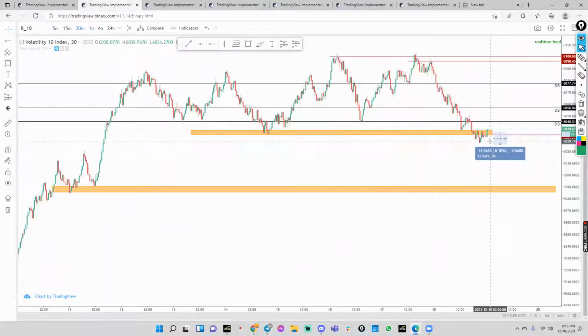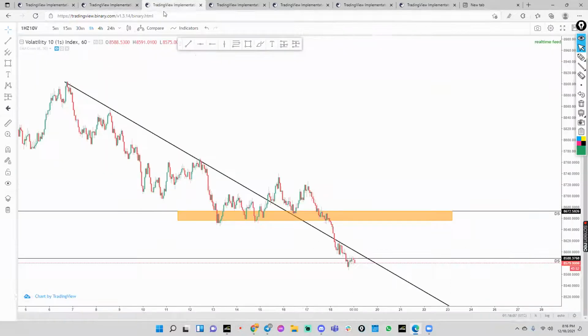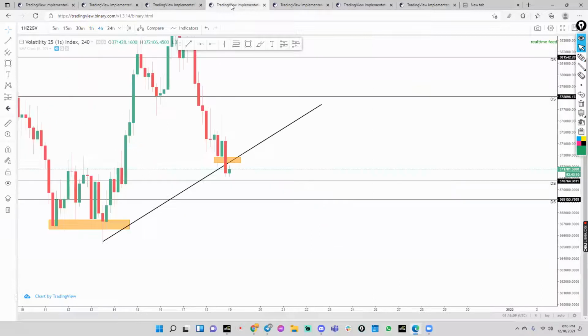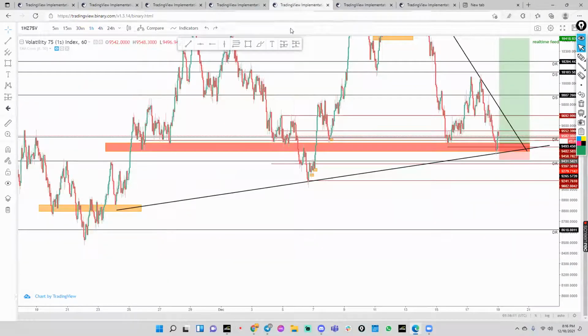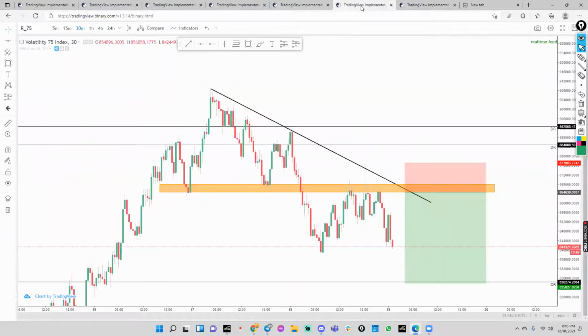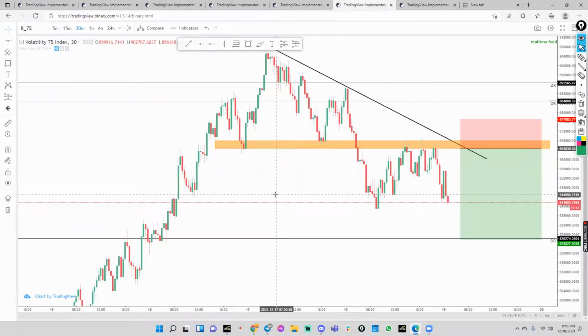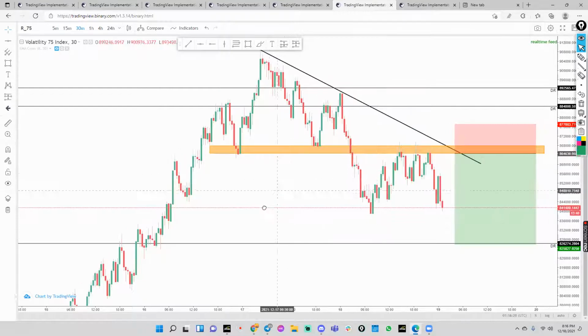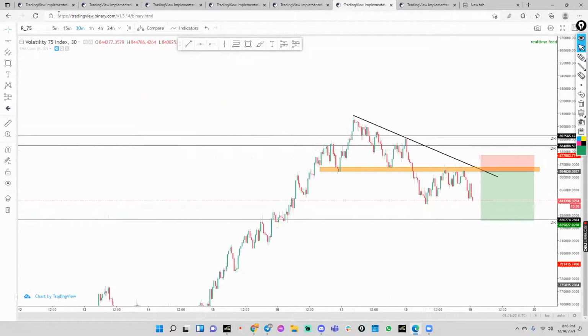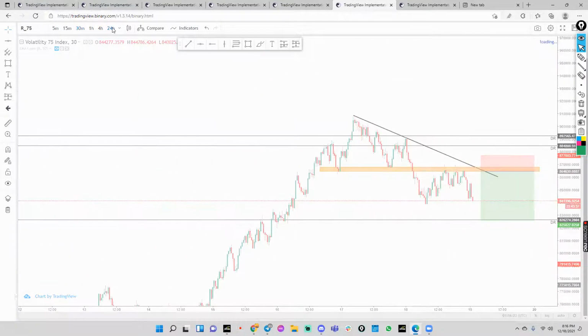I think this might continue to push bullish. This is a VIX 10, and we are currently reacting to this level right here. I'm trying to see if I can find something that looks good. It's a bit confusing. All right, so this is one thing I was actually looking at. And again, this is a Boom 75.